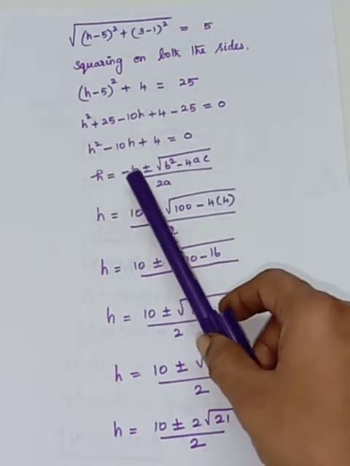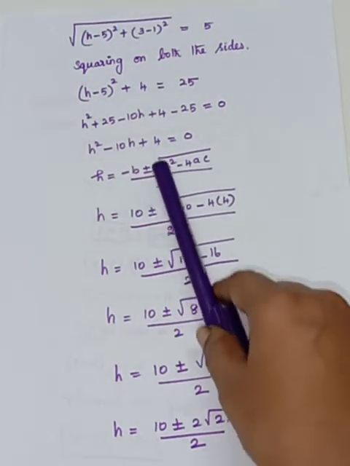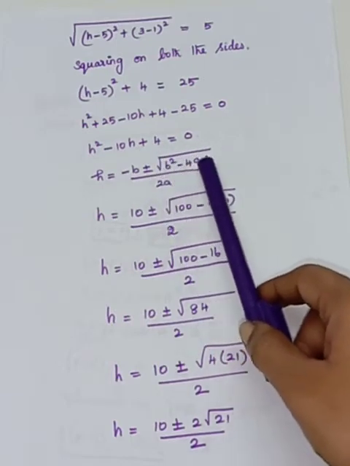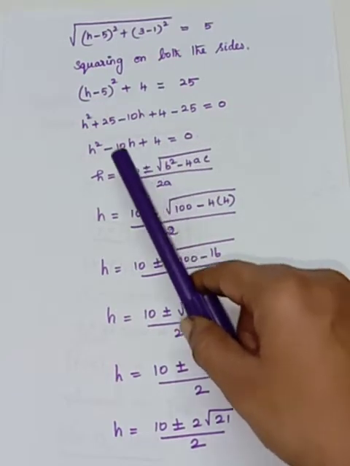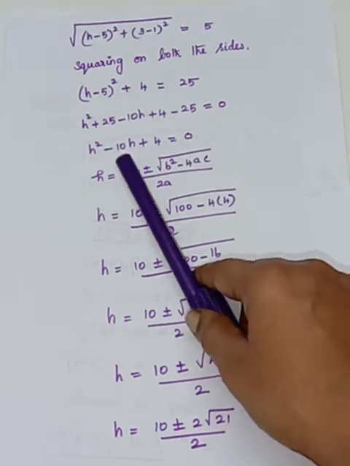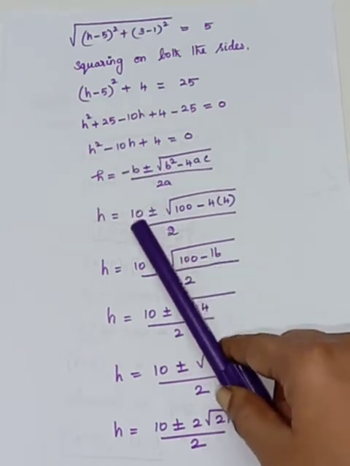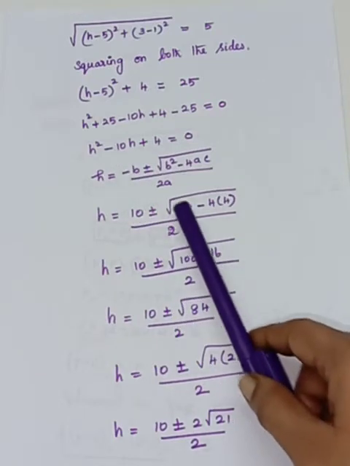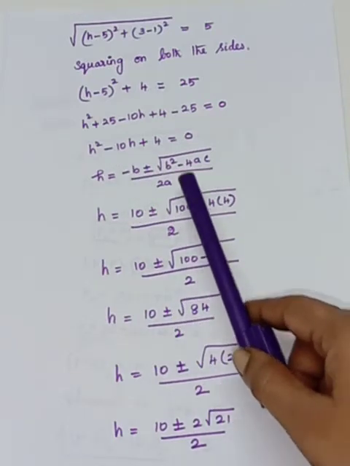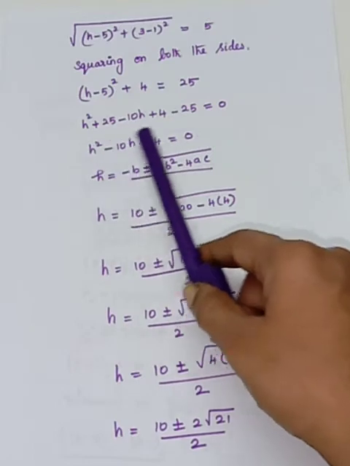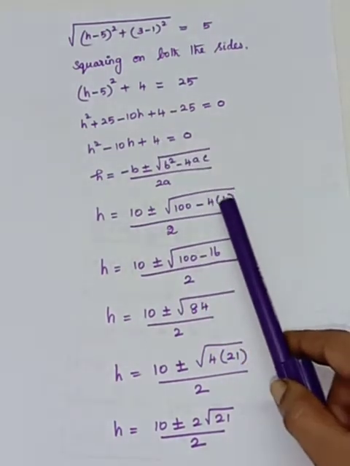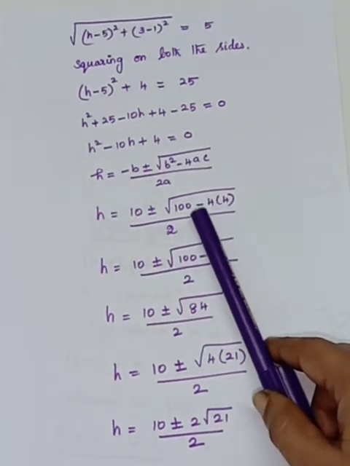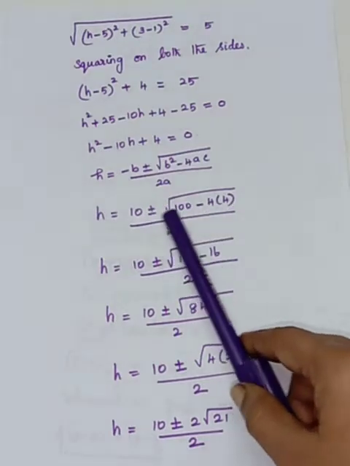So H is equal to minus B plus or minus square root of B squared minus 4AC by 2A. So what is your B? B is minus 10, so minus of minus 10 is plus 10, plus or minus square root of B squared, that is minus 10 the whole square, which is 100, minus 4 into A, which is 1, and C, which is 4. So minus 4 into 4, divided by 2A.